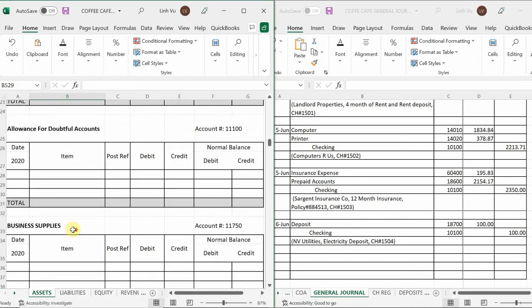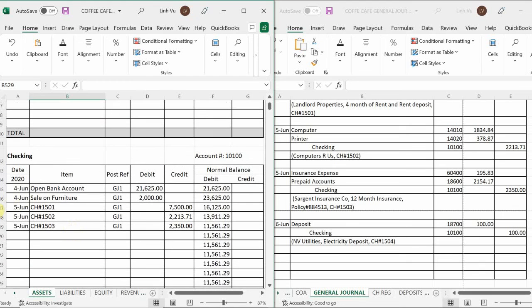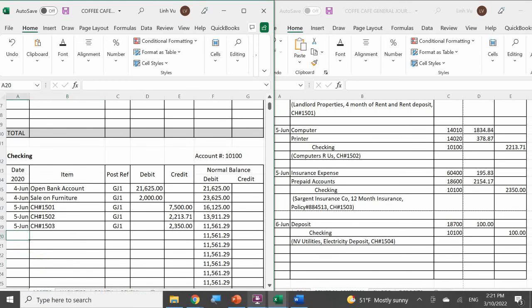Next, I have to update my checking account because I spent more money. I wrote out another check. So in this case, it is June 6th, and I used check number 1504. We're still on general journal number 1 here, and I spent another $100. So therefore, I dropped my value from 11,561 to 11,461. I have $100 less in my checking account.